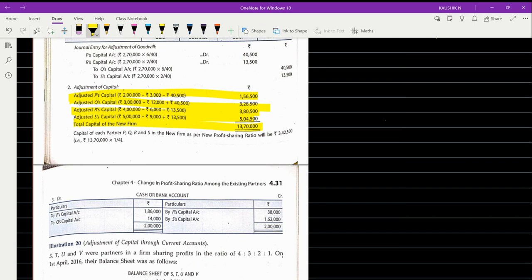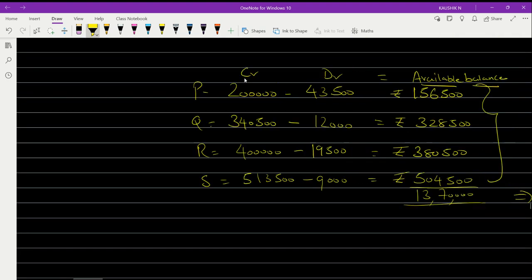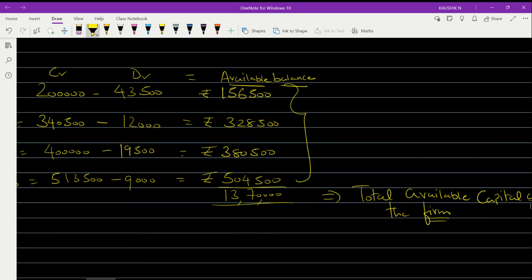So how much for each partner? One partner is having one fourth share. So what is one fourth of this particular value? 13 lakh 70,000. Calculate what is one fourth of 13 lakh 70,000, into 1 by 4. So 4 threes are 12, 13, 1 balance, 4 fours are 16, 17, 1 balance, 4 twos are 8, 9, 10, 2 balance, 5 times. So 3 lakh 42,500 is the required balance. Okay, fine.